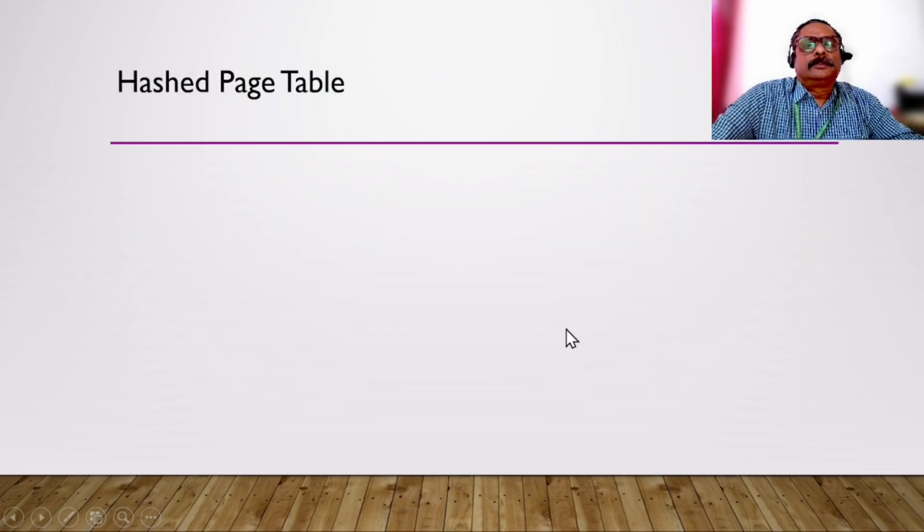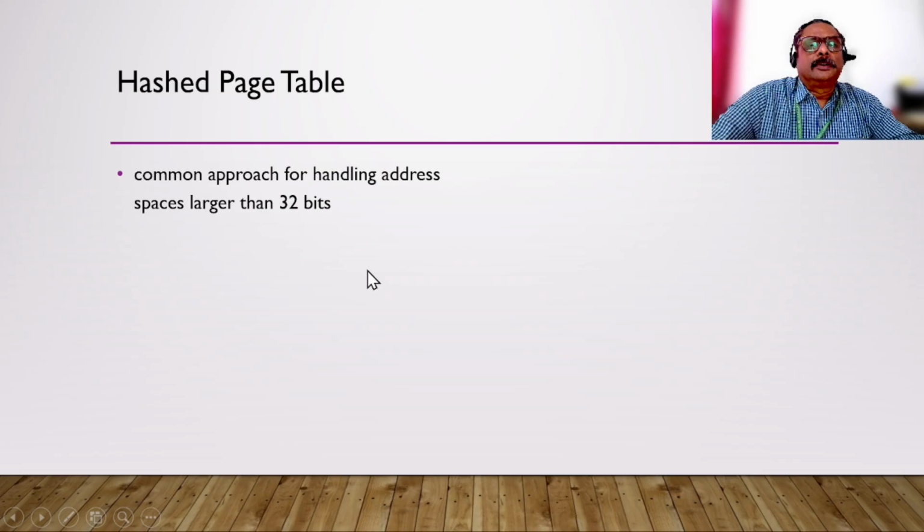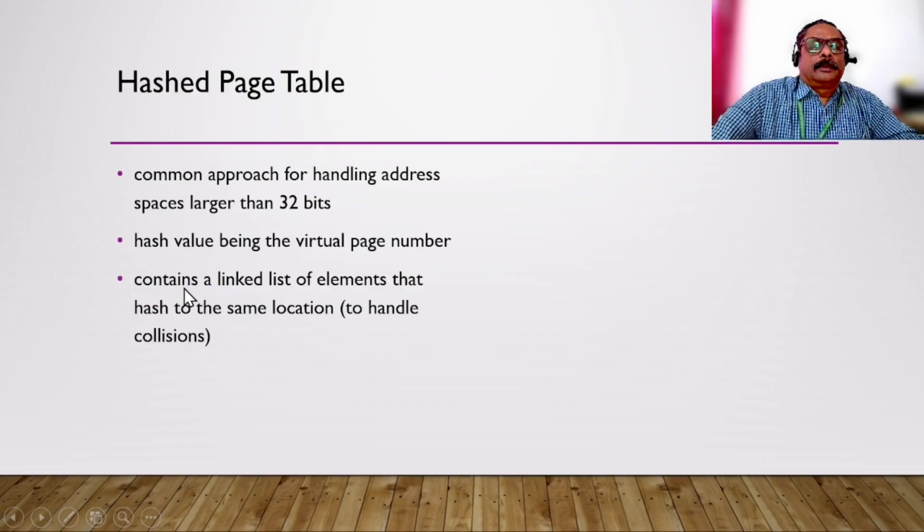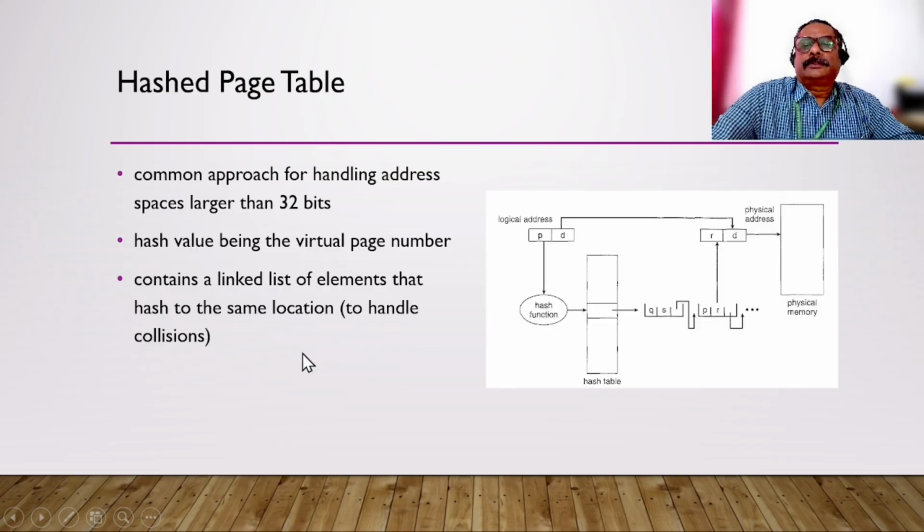Now let's get into the hashed page table. This is a common approach for handling address spaces larger than 32 bits. The hash value is the virtual page number, and each entry contains a linked list of elements that hash to the same location, to handle collisions. The main logic is shown here.